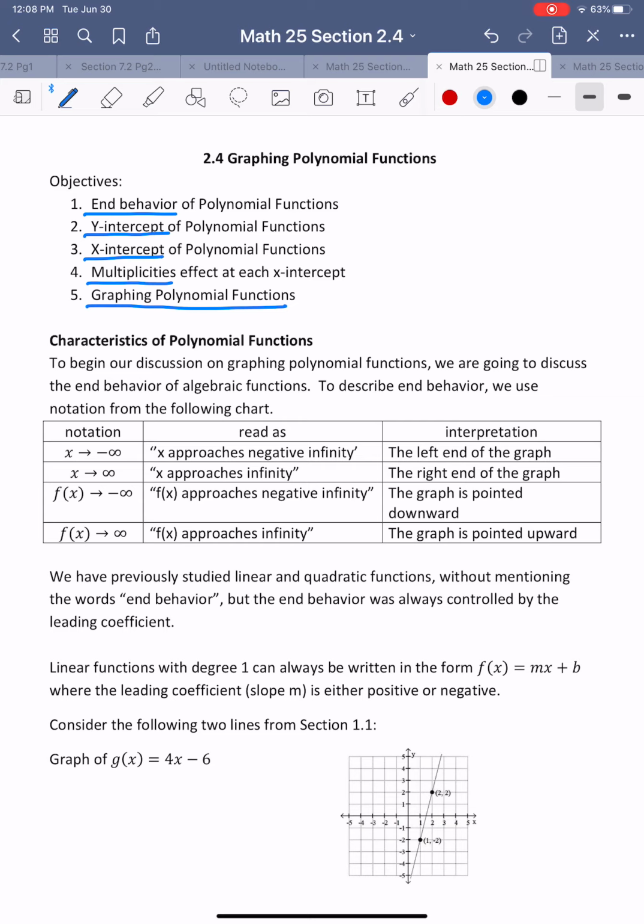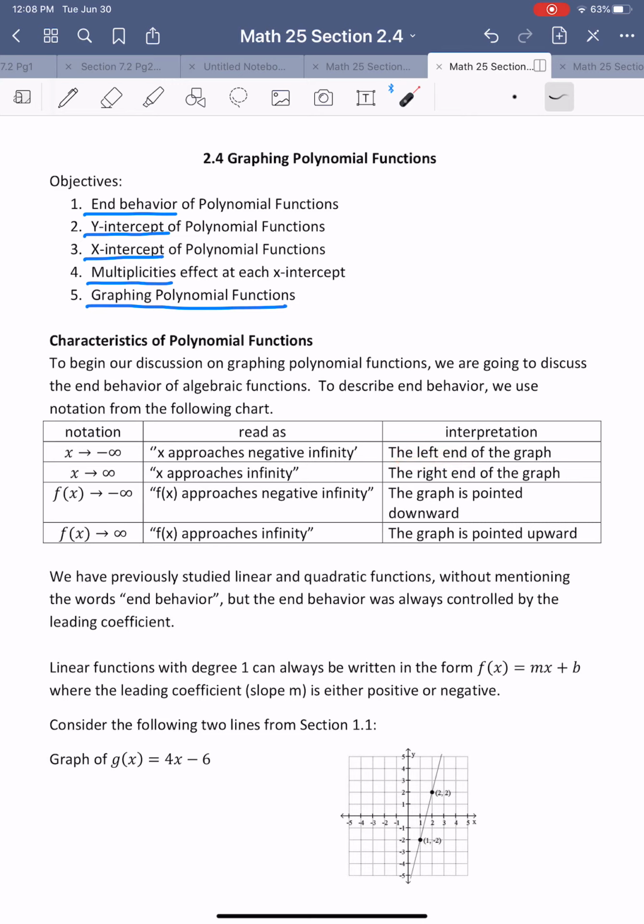To begin our discussion on graphing polynomial functions, we are going to discuss the end behavior of algebraic functions. To describe end behavior, we use notation from the following chart. When x goes to negative infinity, which means x approaches negative infinity, the interpretation is the left end of the graph.